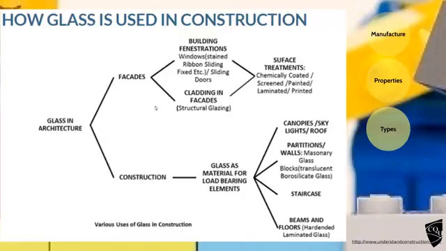To go construction, not just the facade part, you can actually get load-bearing elements out of glass. We've all seen people walking on those glass-floored bridges and balconies, that sort of thing. I've even seen load-bearing beams and portal frames made out of laminated glass. Interesting, but not cost-efficient, really. Here you can use it for canopies and skylights for roofs. You can use it for partitions in offices, maybe.